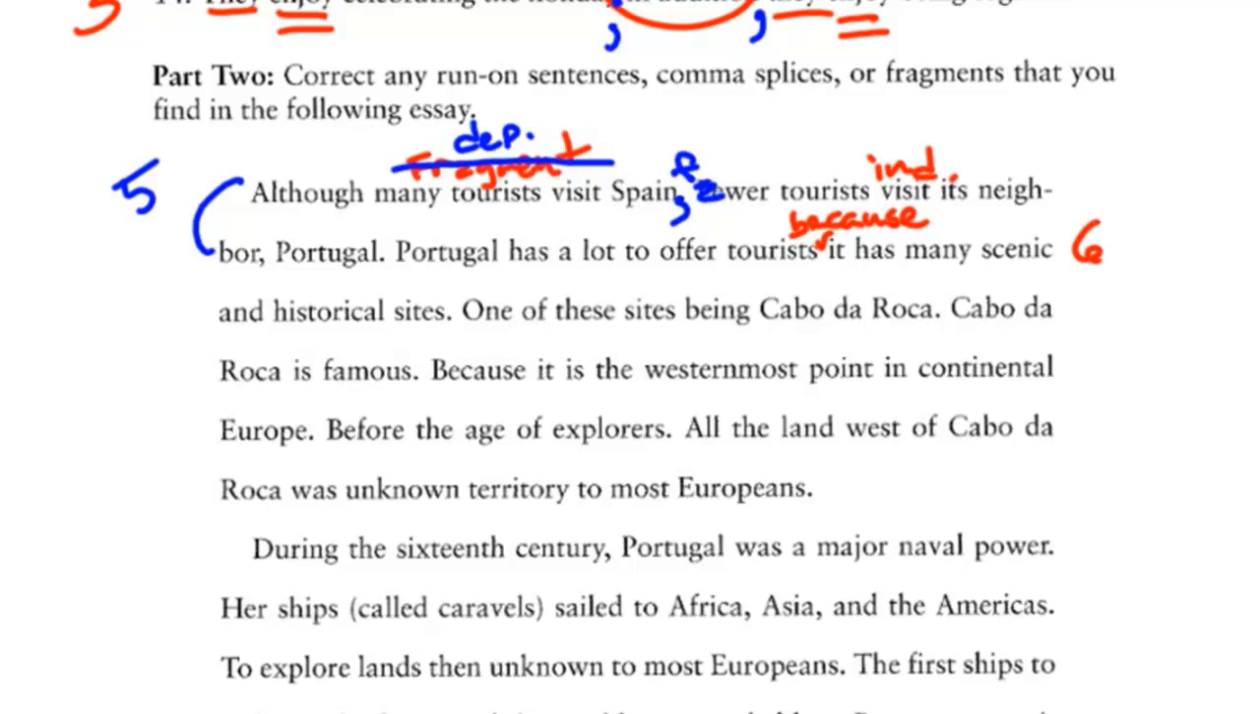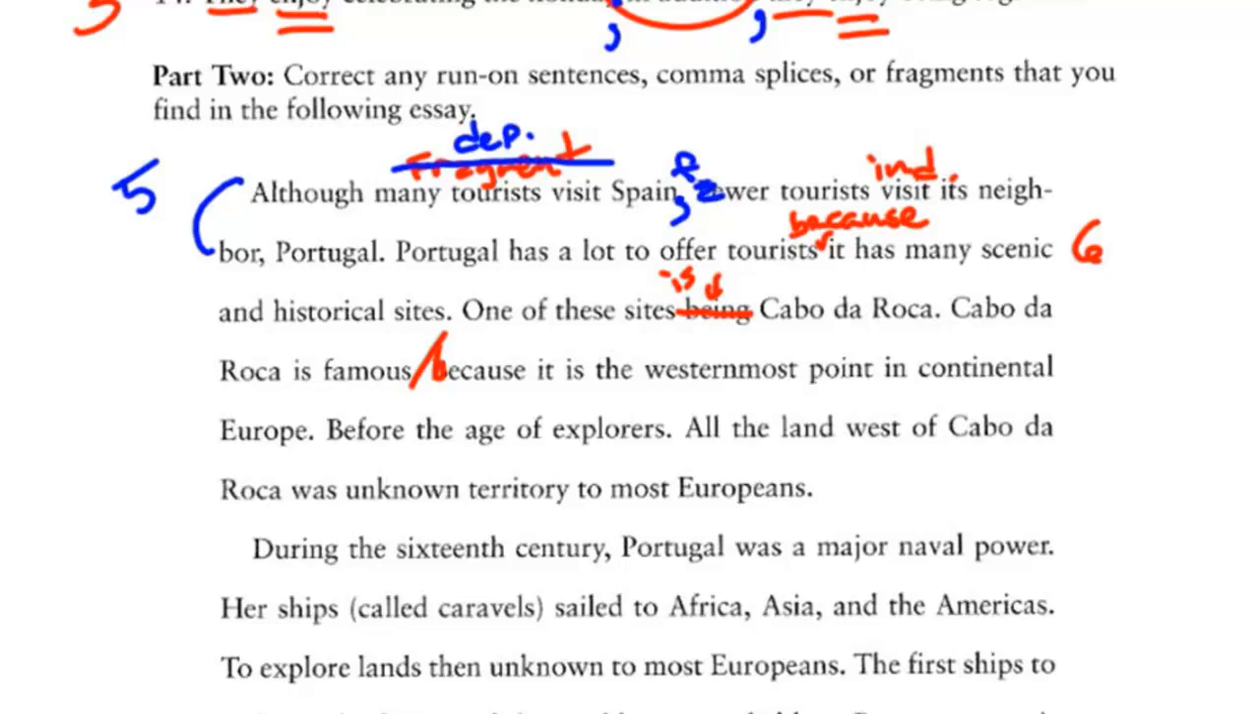One of these sites being Cabo da Roca. So here the problem is that being is not a complete verb by itself. Right now we have a fragment. So rather than being, I could change being to a verb that works all by itself, like is. Cabo da Roca is famous. That part's fine, but the part right after that, because it is the westernmost point in continental Europe, that really feels like it's continuing that previous sentence. So rather than putting a period after famous, I'll get rid of that. I'll make a lowercase b, and we're all good.